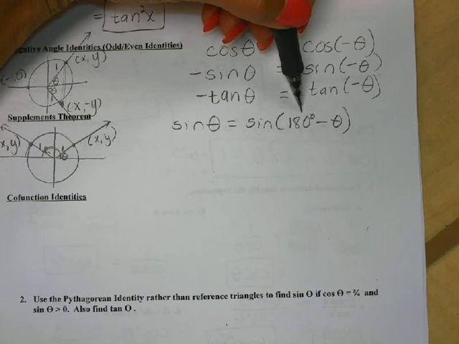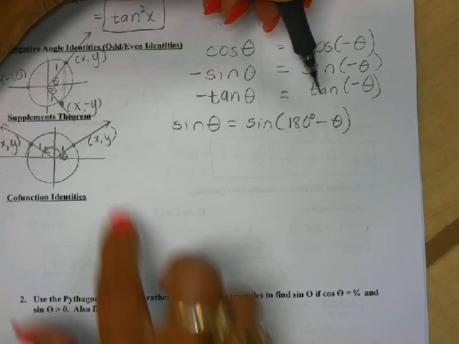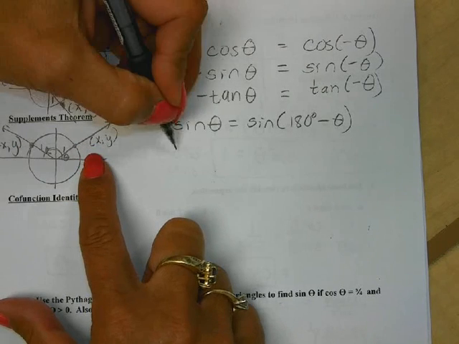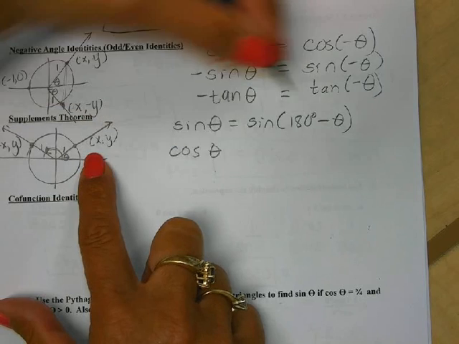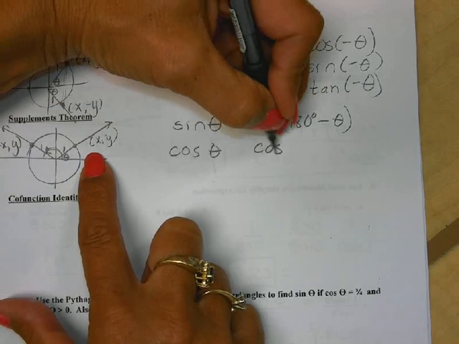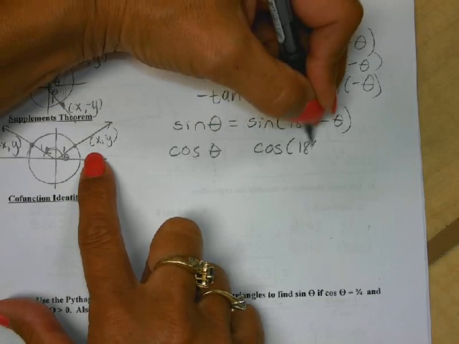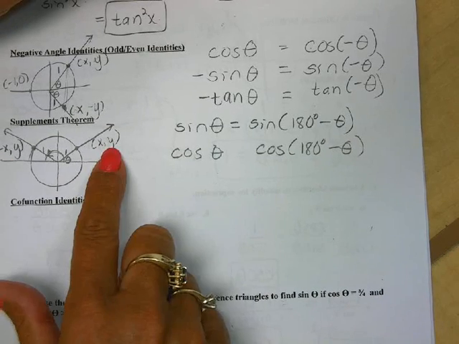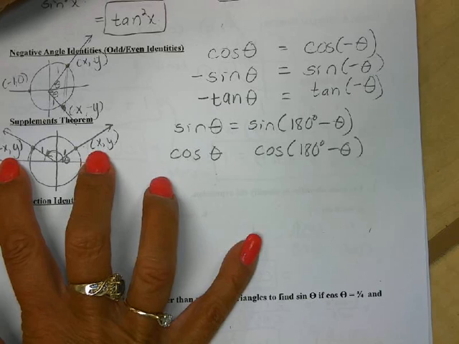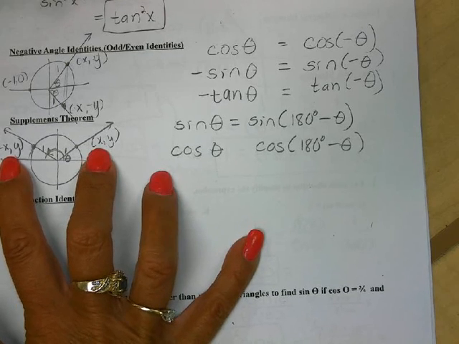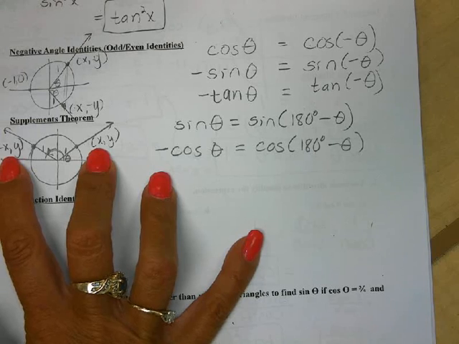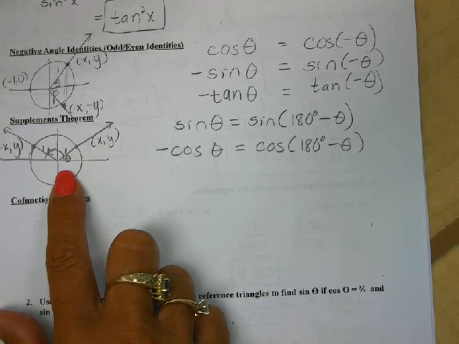So the sine of an angle and the sine of the supplement of the angle will be equal because the y-coordinates are equal. Now, on the other hand, if I take the cosine of an angle and the cosine of the supplement of the angle, they're not going to be the same. The x-coordinates are opposite values. So they will be related, but one will be positive and one will be negative. So if I multiply one of the sides by -1, then they will be equal.